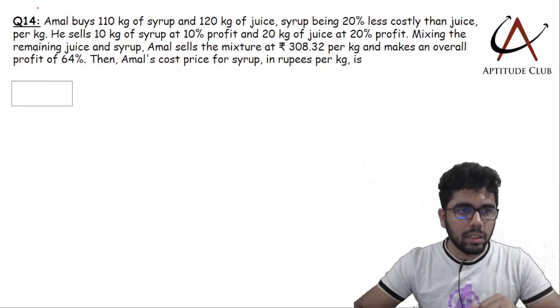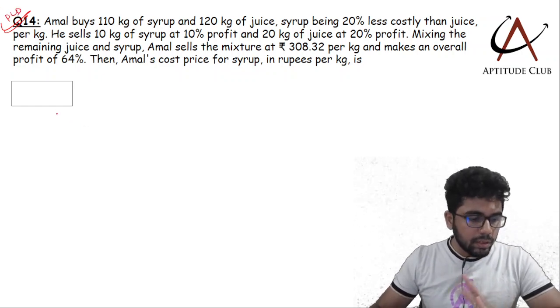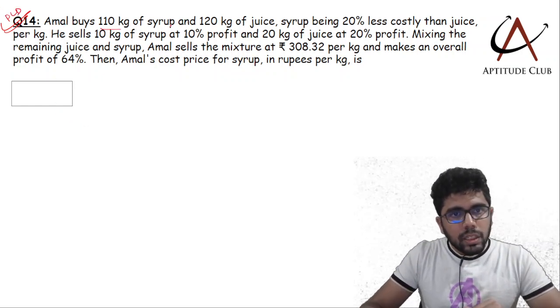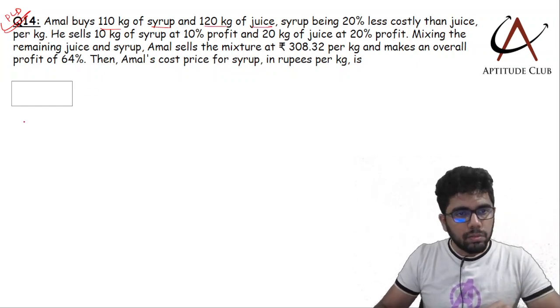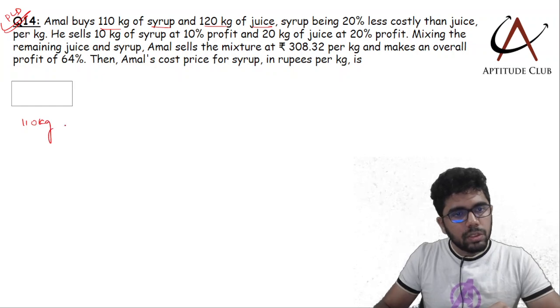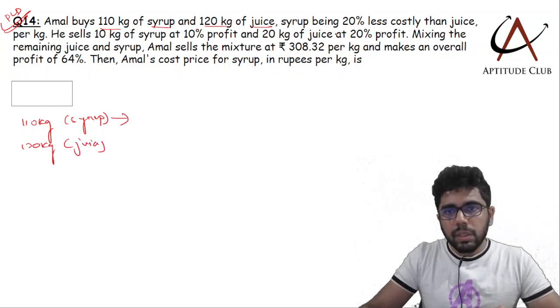Okay, again another question on profit loss discount. Let us see this. Amal buys 110 kg of syrup and 120 kg of juice. Again a little lengthy ये वाला question भी. तो 110 kg का वो syrup खरीदता है and 120 kg का juice. Syrup being 20% less costly.